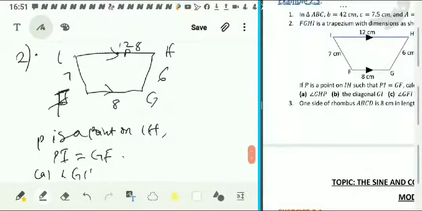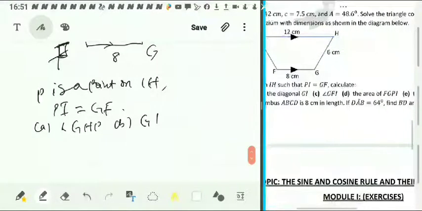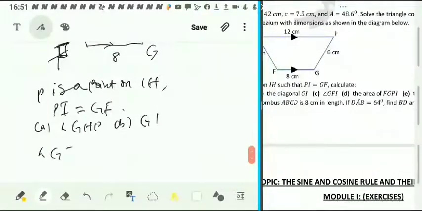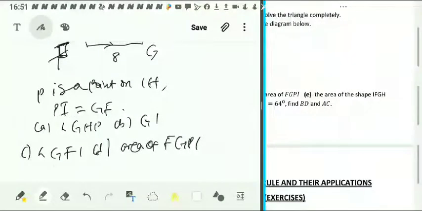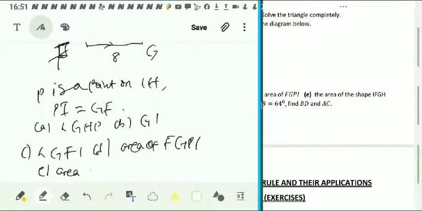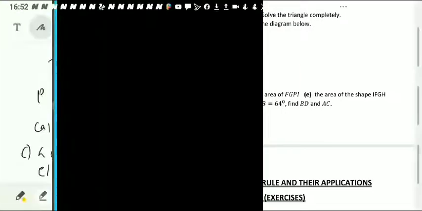Calculate angle GHP, diagonal GI, angle GFI, area of FGPI, area of the shape. Don't worry, I'll explain all this. I'm just trying to compile the things down. Area of shape IFGH. Okay, let's go and sketch this.